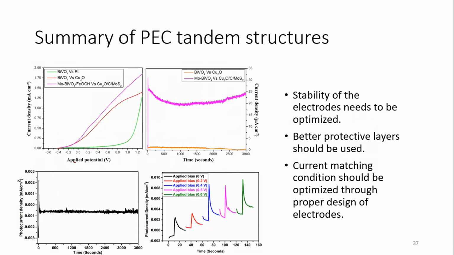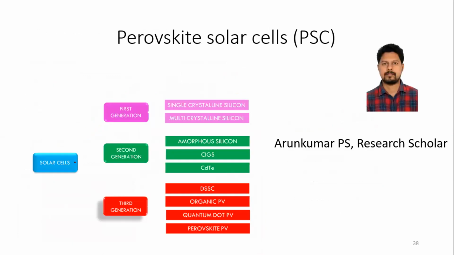Let me just spend 2 to 3 minutes on another topic, which is about perovskite solar cell. This work is done by Arun Kumar, research scholar in our lab. He has just started this work very recently, and because of this pandemic, he couldn't do any kind of lab work. And as most of you may be aware, this perovskite solar cell is one of the latest photovoltaics, and it comes under third generation of solar cell.